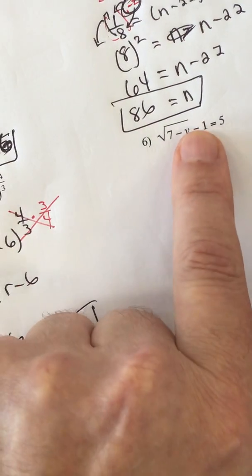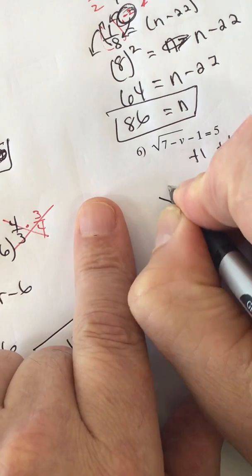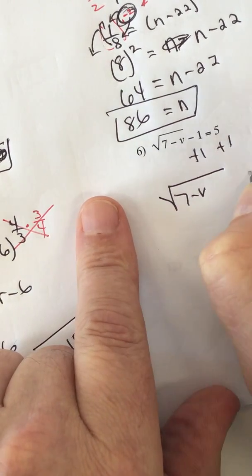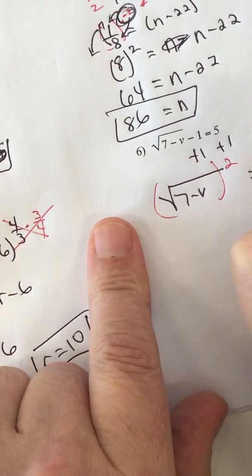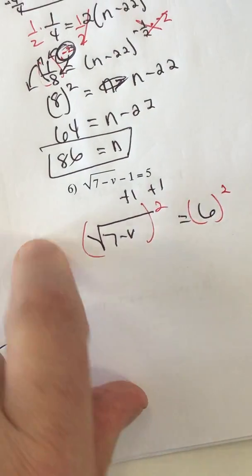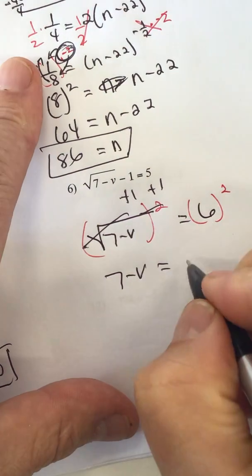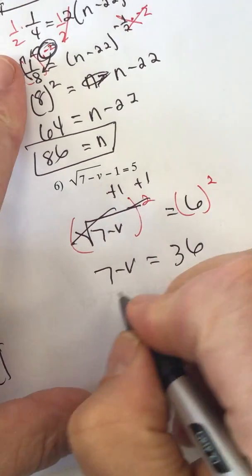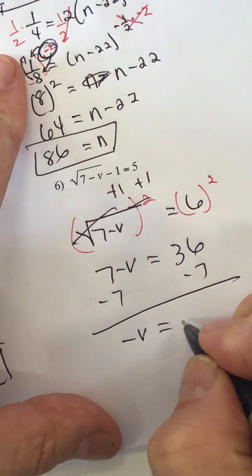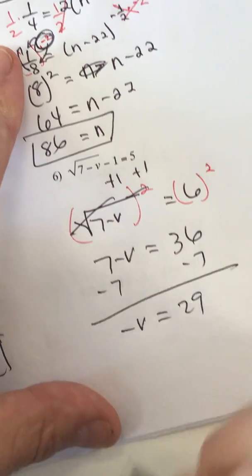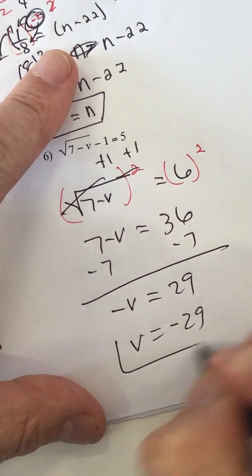And then number 6, we've got to get rid of the 1. So I'll just add 1 to both sides. So really we have the square root of 7 minus v equals 6. Now this one's going to be an easy one. We can just square both sides. So we have 7 minus v equals 36. Subtract 7. Negative v equals 29. So v is negative 29.